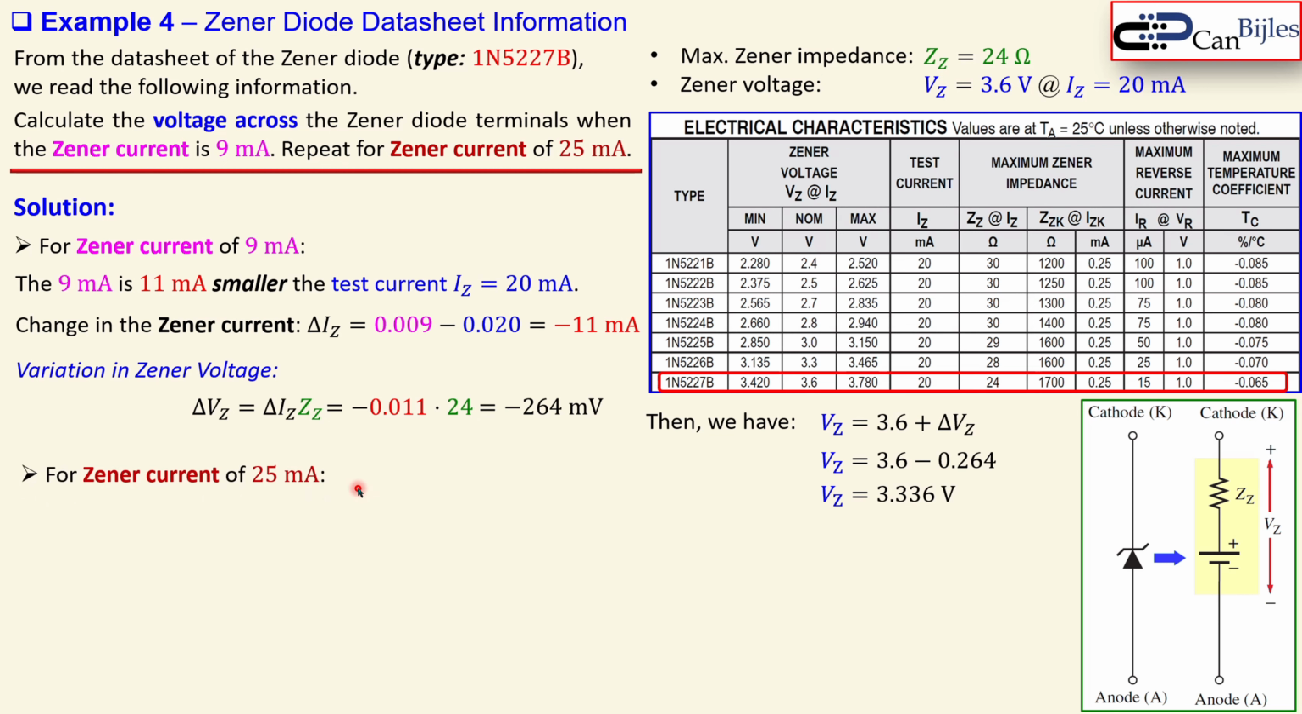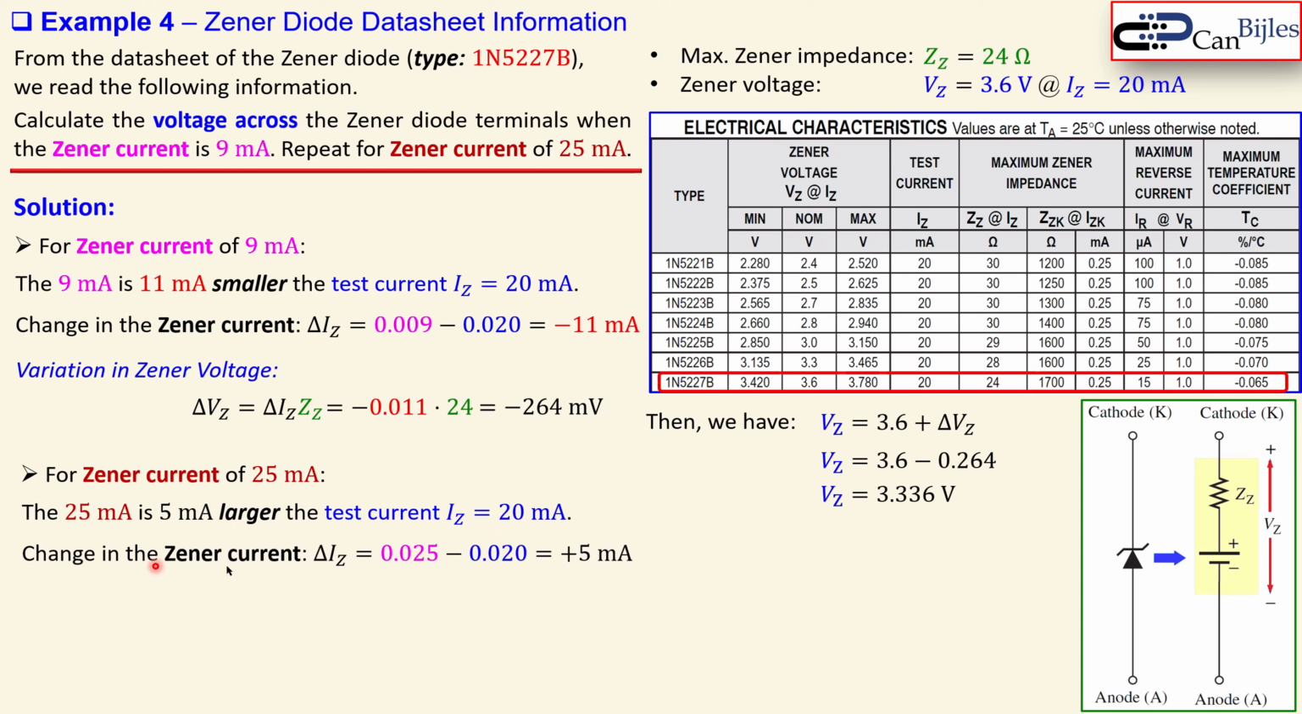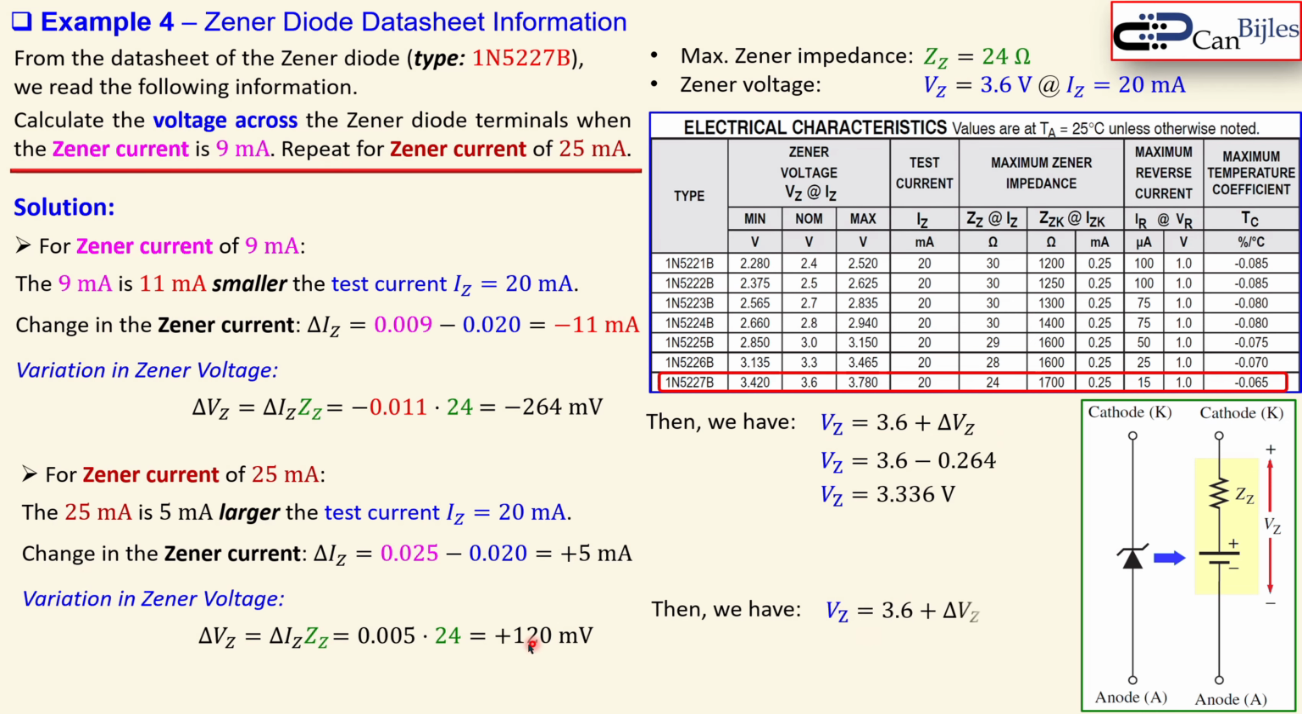Now, when you go up, that means 25 milliamps, so that will be 5 milliamps larger than the rated current for the Zener. Then the change in the Zener current will be plus 5 milliamps. So the variation in the Zener voltage will be given again by the same formula, will be plus 120 millivolts. You use the exact same formula, but then you have the plus, so it will go up. So we have 3.72 volts.